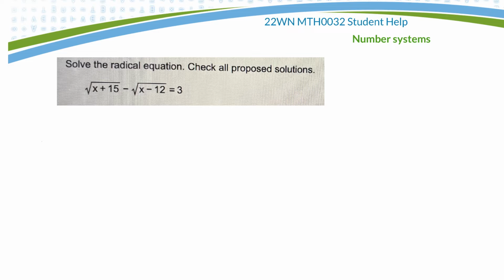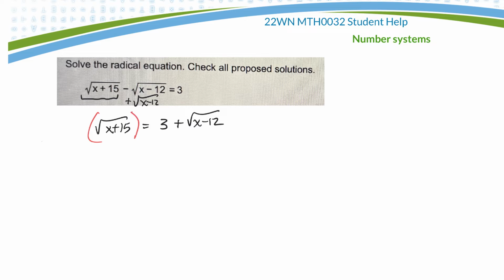All right, here's a good question. You need to solve this radical equation. Okay, so I need to isolate a radical. Let's isolate this one. So I'll add root x minus 12 to both sides. So root x plus 15 equals 3 plus root x minus 12.